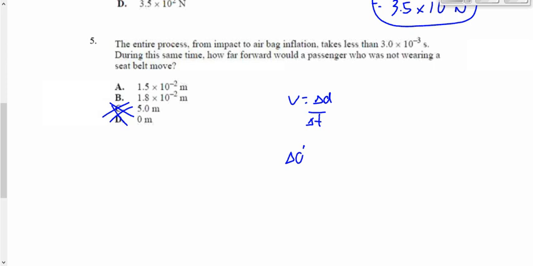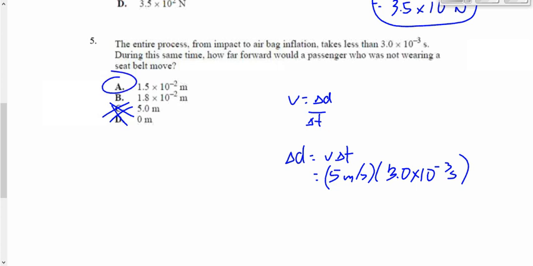How far forward does the person move? How fast is the person moving? Car was moving at 5, so is the person. Now the car stops. The person not wearing a seatbelt keeps going at 5 meters per second. Who said that? Me. There you go. What a genius. Always look over to Jacob. He's got the answer. It is Newton's first law. Object in motion keeps going in a straight line at the same speed until the airbag stops it. Or until the seatbelt stops it, right? Or until the windshield or the pavement stops it.